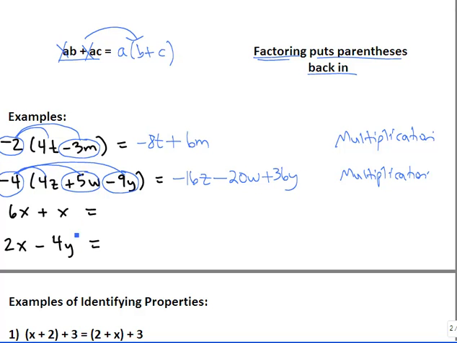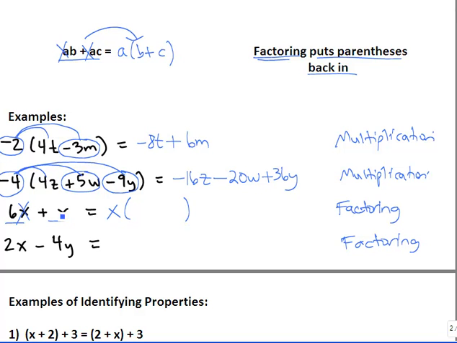Now on these last 2 examples here, notice there are no parentheses at all. So what we're going to do on these 2 problems is put the parentheses back in, and that is called factoring. So we're going to factor both of these 2 examples. Now when you factor, what you want to do is look at your 2 terms that you are given and find out what they both have in common. So when I look at 6x and x, they both have an x in common. So that's exactly what I'm going to pull out front in front of my parentheses that I'm putting in.